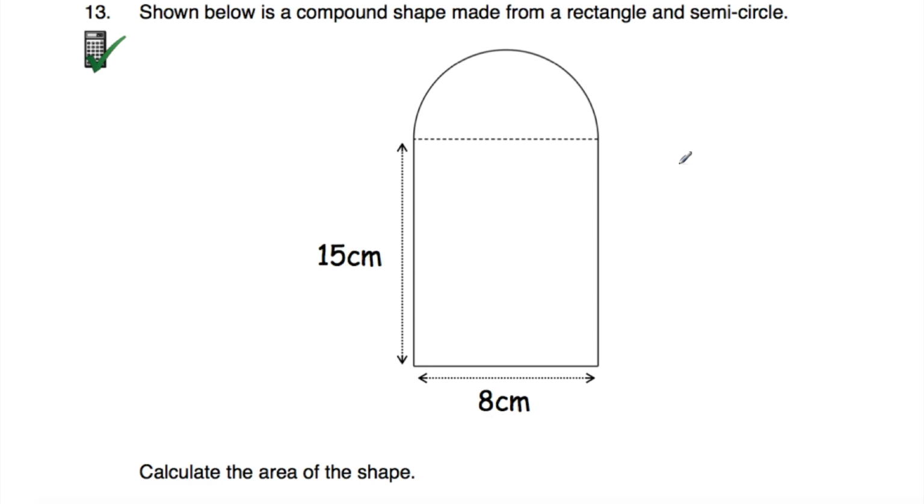So let's start off with the rectangle. That's going to be 15 multiplied by 8, and 15 multiplied by 8 is equal to 120 centimeters squared. That's quite nice, 120 centimeters squared.